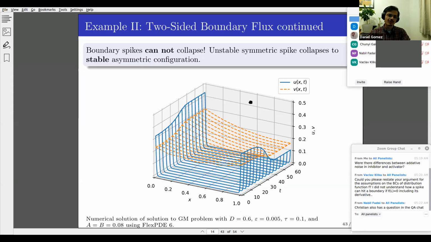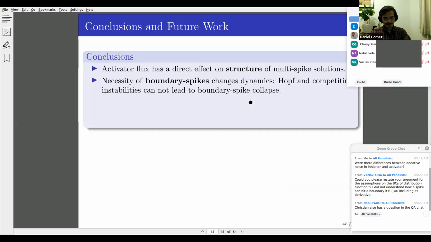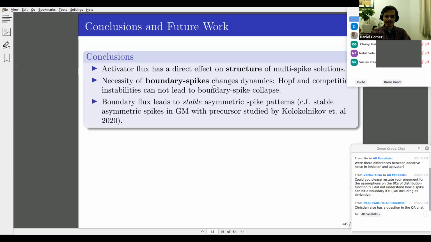So this shows us that introducing an activator flux introduces a sense of robustness to these asymmetric spike solutions, which classically are always shown to be unstable. Some key takeaways are that by considering inhomogeneities at the boundaries, you will have significant structural changes. You will also have several stability changes. And in a way, it builds in very specific spike patterns.